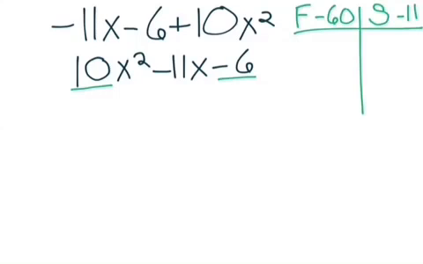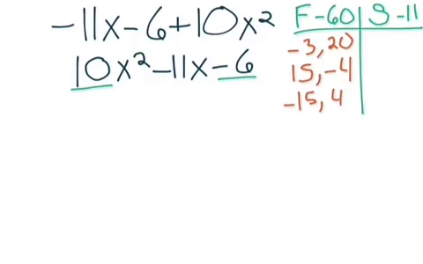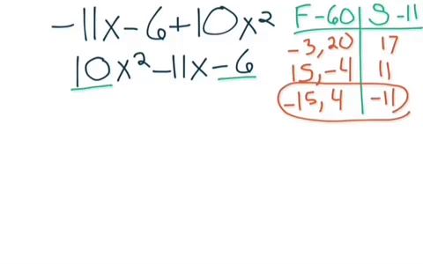So let's see what we can come up with here. I could do negative 3 times 20. That's probably not going to get me to 11. I could do, this one sounds good, 15 and negative 4. I need negative 11 though. How about negative 15 and positive 4? Okay, let's fill in our sums. That was 17. That was 11. And here's my negative 11. Okay, so these are the ones I'm going to go with.